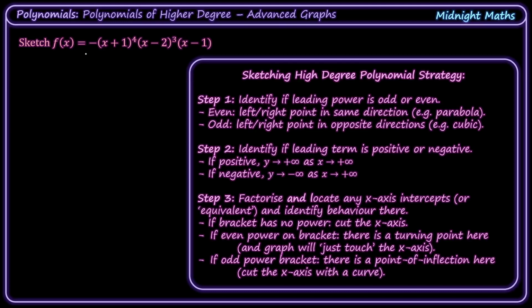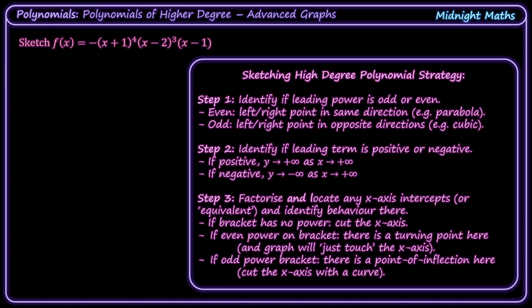Sketch f of x equals negative (x + 1) to the power of 4, (x - 2) to the power of 3, and (x - 1). We're now up to possibly the most advanced part of the polynomials course, but also this happens to be the most exciting part, at least to me, because we'll be able to sketch any high degree polynomial by hand just by looking at the form when it's fully factorized.